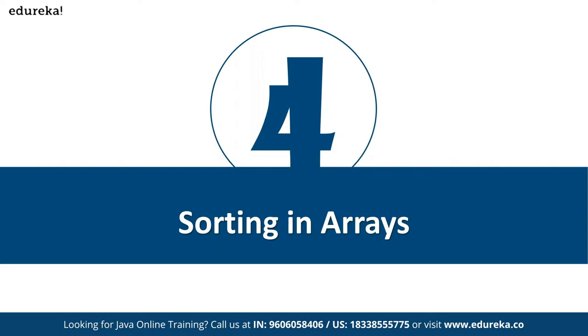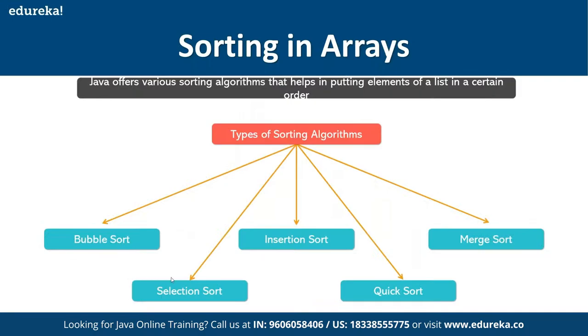array. In order to sort the elements in my array, we've got various sorting algorithms. These sorting algorithms help us in organizing the elements in my list in a specific required order. When I talk about sorting algorithms, there are various types, guys. So we have bubble sort, selection sort, insertion sort, quick sort, okay? And we also have merge sort. So these are the various types of sorting algorithms that we have in the Java programming language.